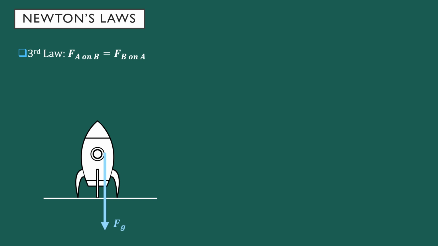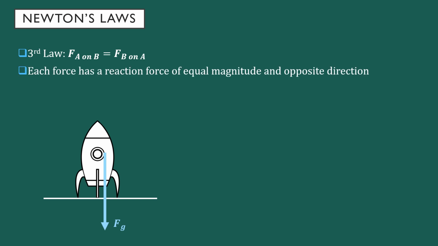The answer is not the normal force. The answer is the force on the Earth due to the rocket's gravity. So all objects with mass exert gravity on other objects, but of course it's not enough to move the whole Earth, but it's still there.